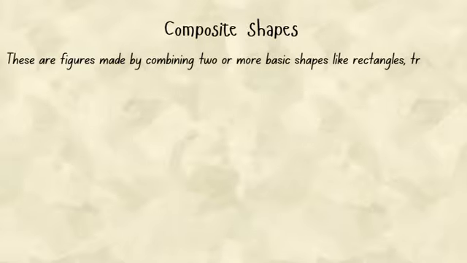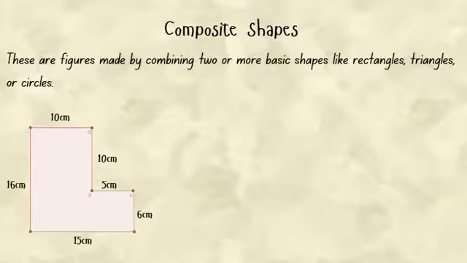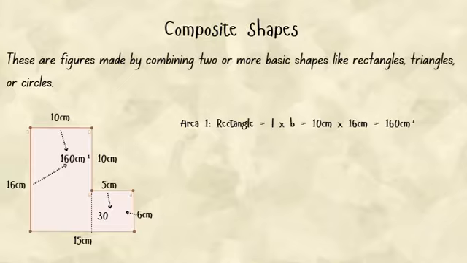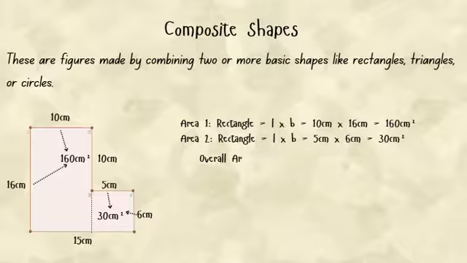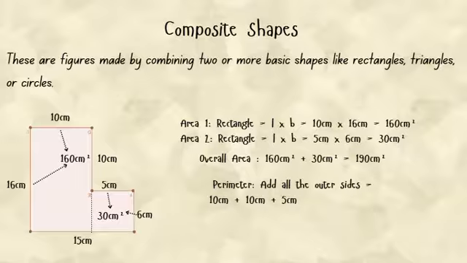Now let's explore composite shapes. These are figures made by combining two or more basic shapes, like rectangles, triangles, or circles. Calculating the area or perimeter involves breaking them down into simpler parts. For example, if you have an L-shaped figure, you can divide it into two rectangles, find each area separately, then add them together to get the total area. Similarly, the perimeter of composite shapes is found by adding the lengths of all the outer sides, making sure not to count any internal shared boundaries twice.